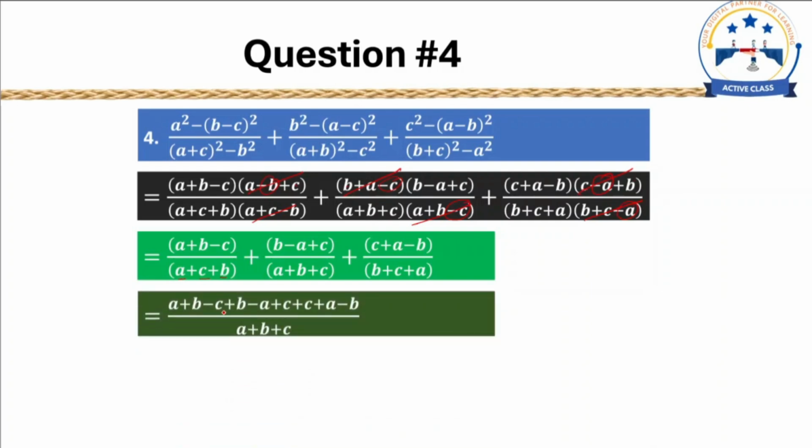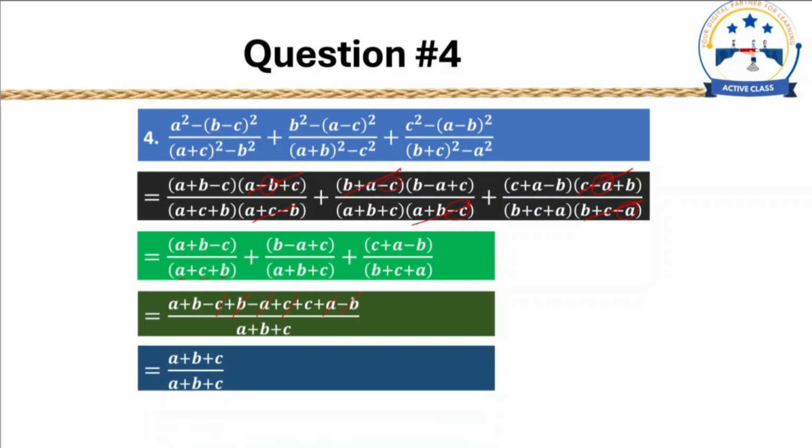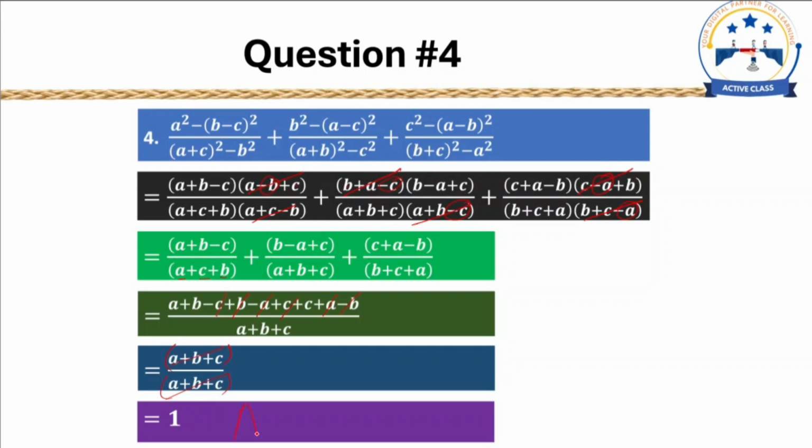Now let's cancel the terms that can be cancelled out. Minus b plus b, plus a minus a, minus c plus c. So what remains in the numerator? a, b and c, right? Okay, a plus b plus c in the numerator and a plus b plus c in the denominator. Cancel them out. You'll get 1 as your answer.